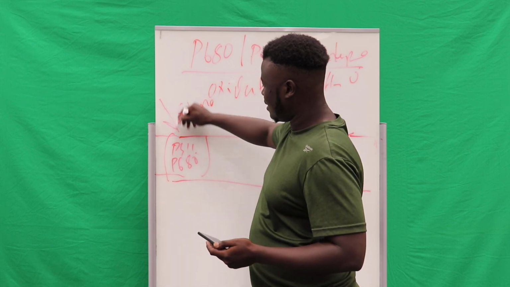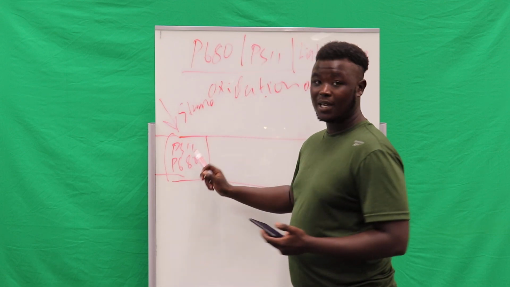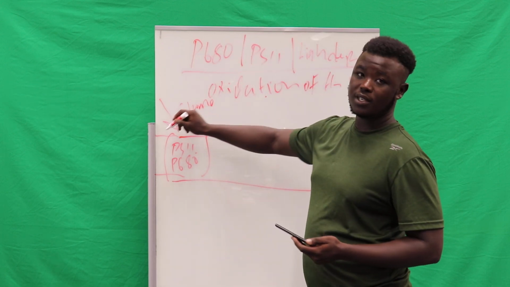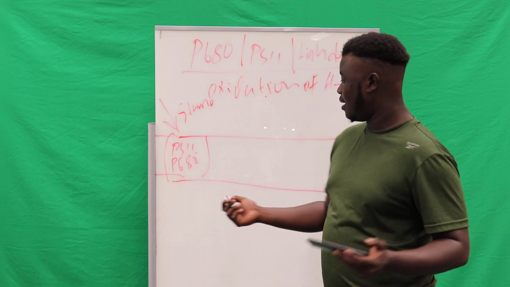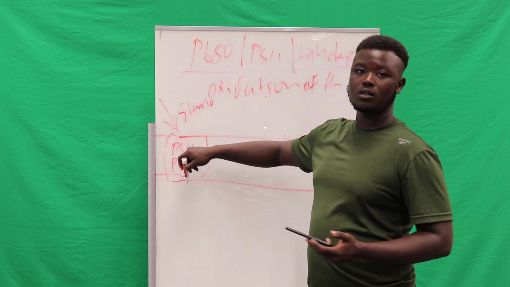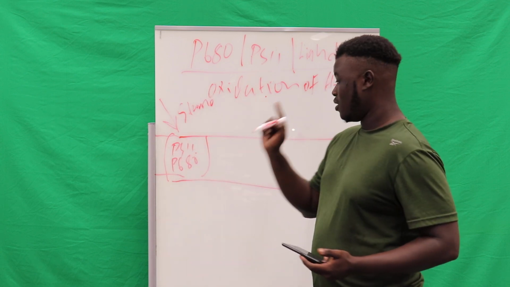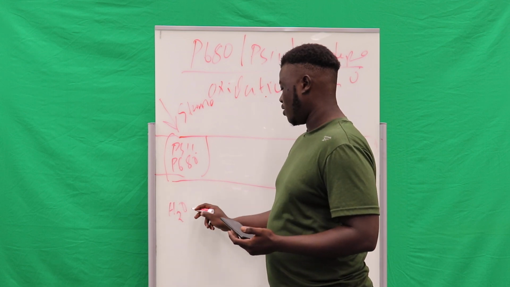Basically, light will strike the chloroplast cell. When light energy strikes the chloroplast cell, it loses electrons, right? So what does it do? It gains electrons from the H2O, because plants have water, right?